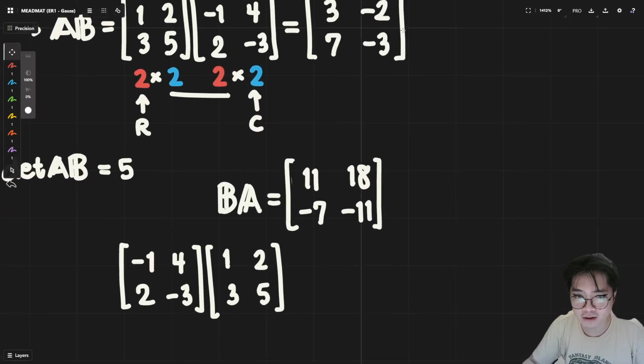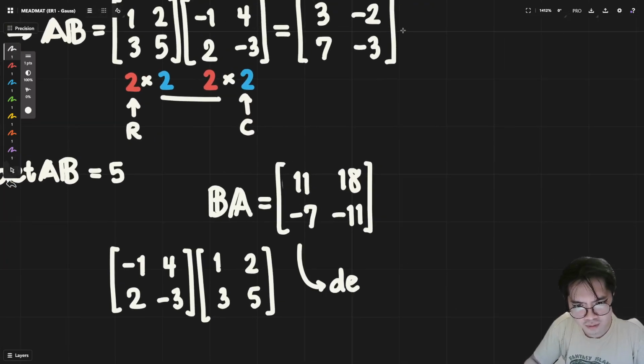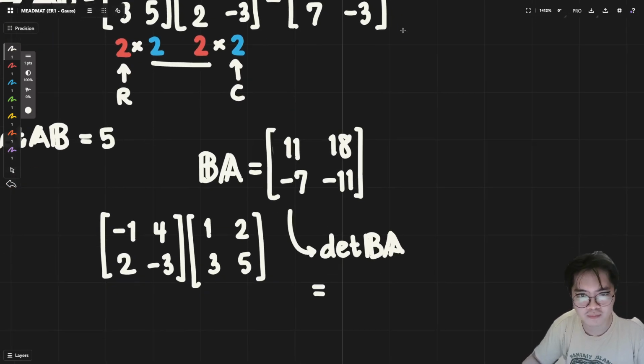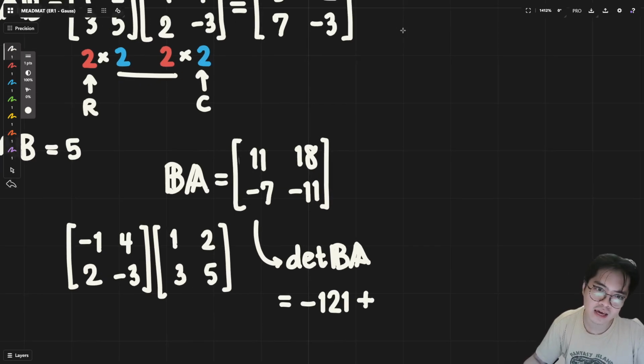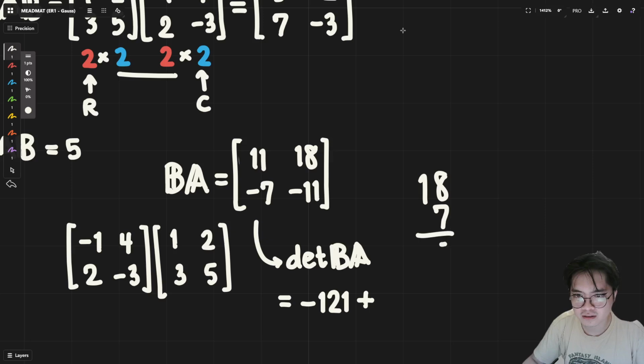What is happening? Okay, so let's get the determinant of BA. Okay, this is very interesting. Determinant of BA is 11 times 11, negative 121. And then this one, because it's negative, we'll turn this into a positive. 18 times 7, 35, 105. Is that right? Yeah, 105.